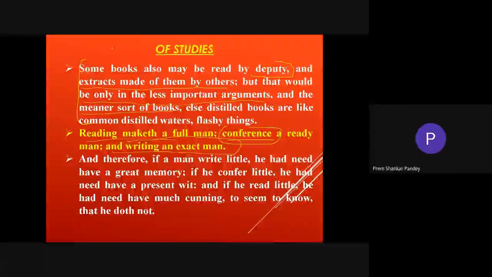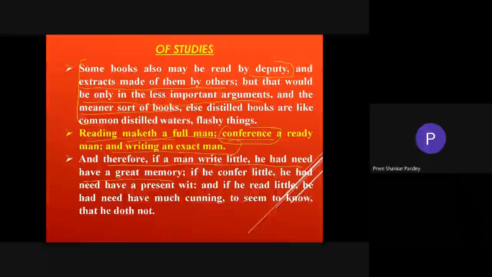Okay, so we are discussing a very important essay by Francis Bacon, Of Studies. And we are about to finish it up. So he says, and therefore if a man write little, he need have a great memory. Again, a very important point.